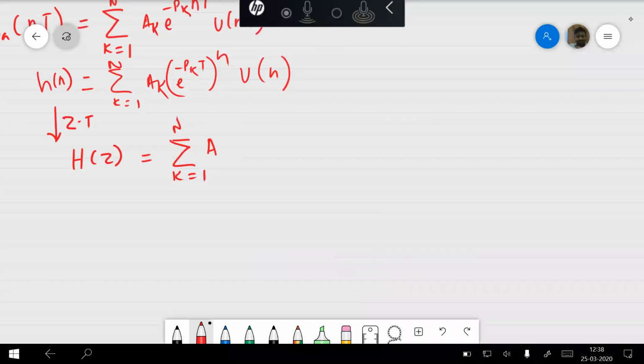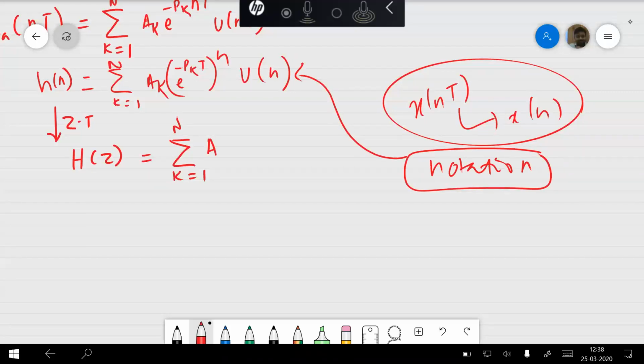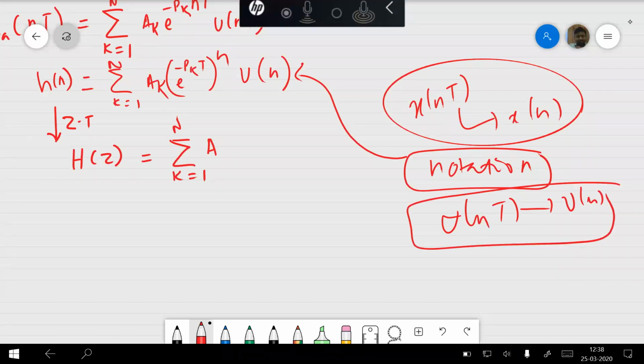If you remember last class, anything x of nT in the digital domain is usually represented as x of n. These are both the same thing. If you write x of n, it means x of nT. This is simple notation; you have to be clear that this is a notational change, nothing else. If you write u of nT and u of n, it means the same thing.